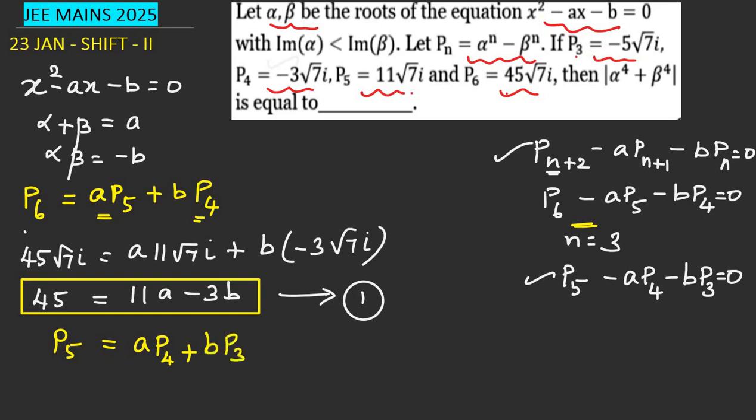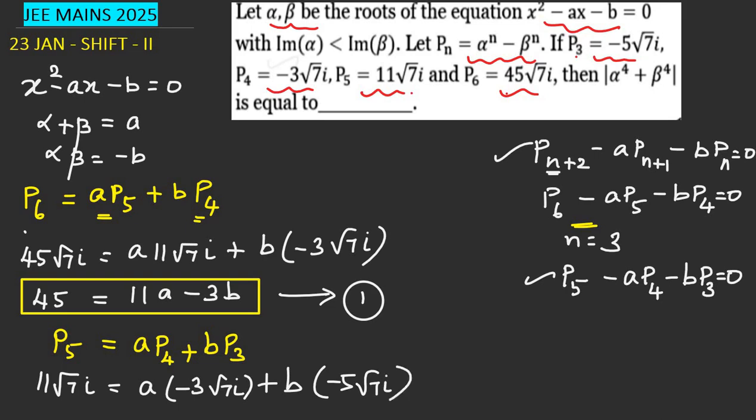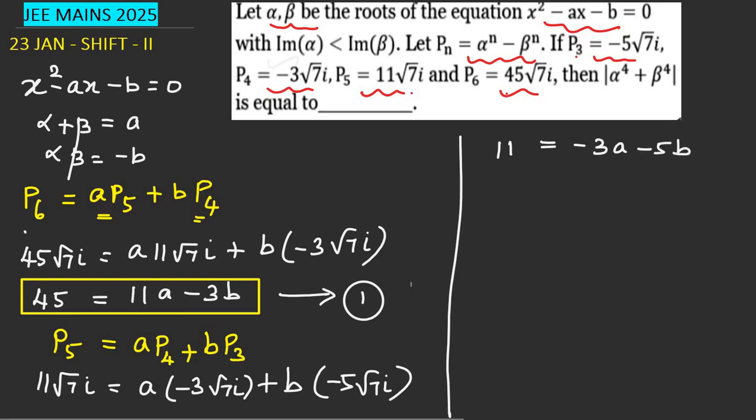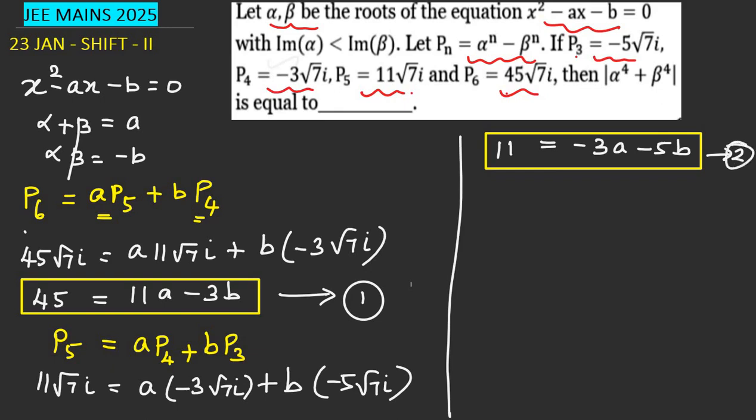Now let me substitute the values. P5 is equal to 11 root 7i is equal to a times P4, which is minus 3 root 7i, plus bP3, which will be minus 5 root 7i. Now dividing the equation throughout by root 7i, we get the resultant equation 11 is equal to minus 3a minus 5b, which is equation number 2.